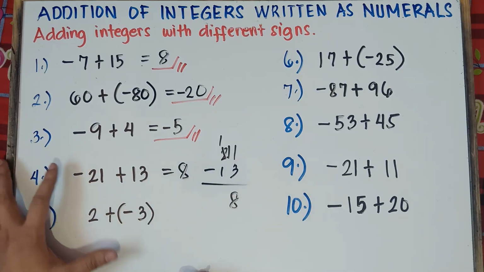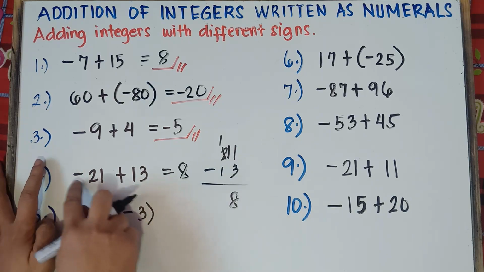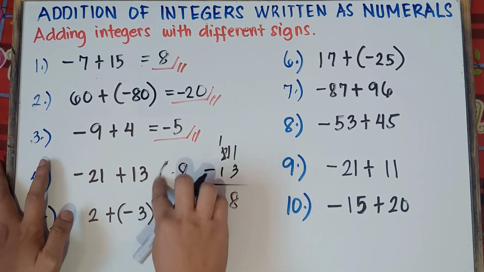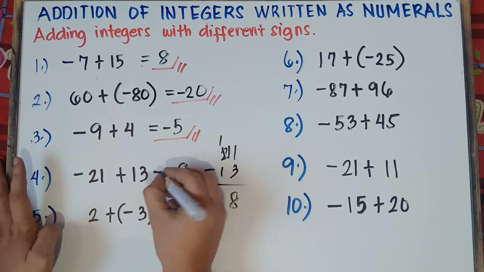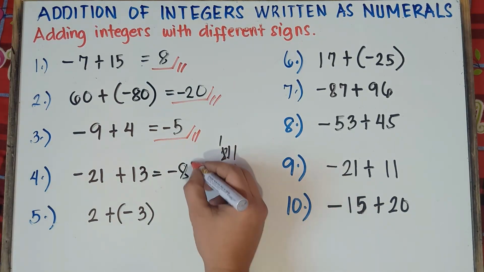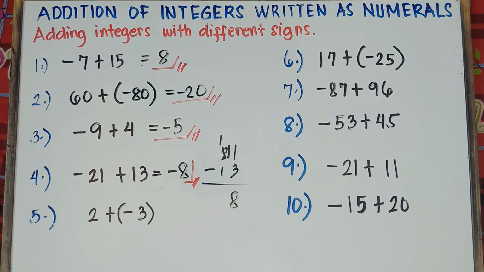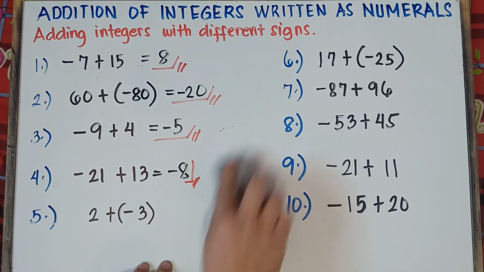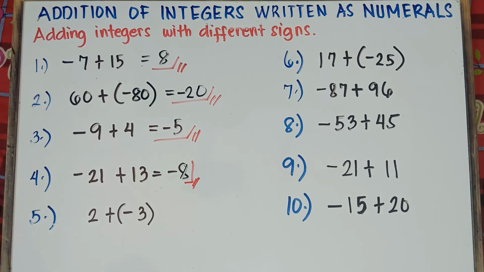And then we copy the sign of the larger number. Now, since 21 is negative, we copy negative sign. Therefore, our answer for number 4, that is negative 8. Easy as that, class, with regards to this one. Easy, right? Alright, so let's have example number 5.